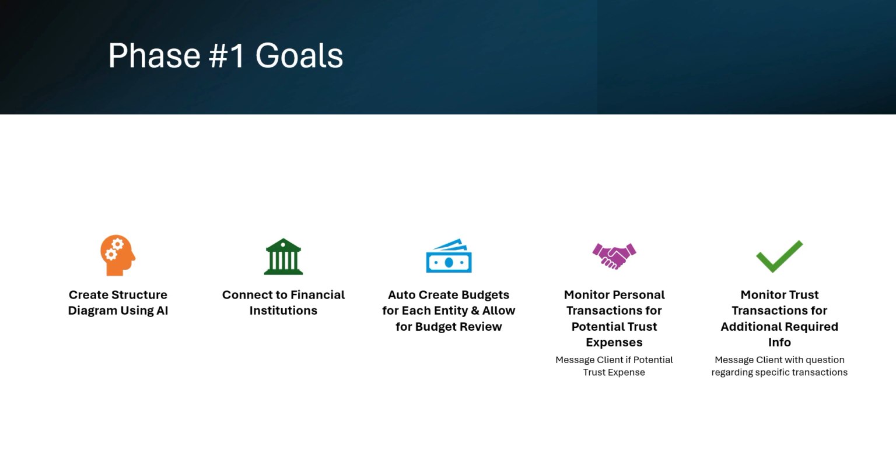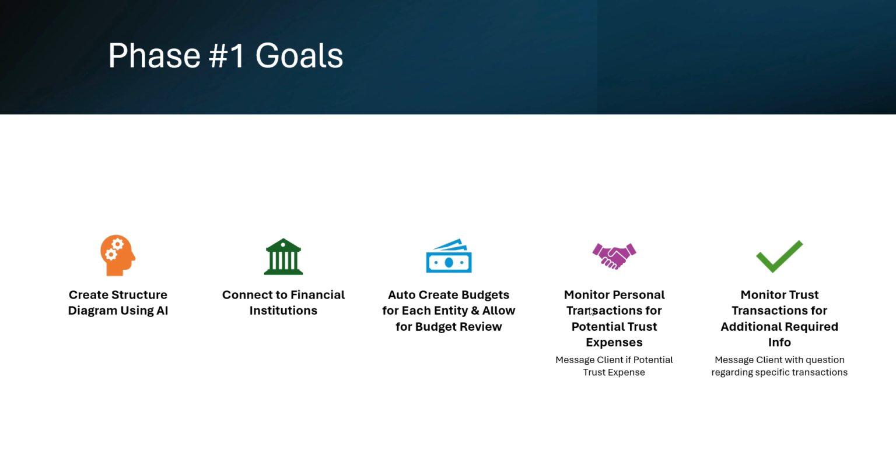So in phase one, we want the software to create a structured diagram using the AI. And that could be one or multiple different corporations or trusts, etc., which we'll get to in a moment. We then want to be able to connect to the financial institutions. That means having Plaid link in place, the Plaid pages, etc., being able to download the transactions from bank accounts into the software using Plaid. We then want to be able to auto-create budgets for each entity and allow for budget review. And like I said, I'm going to explain how we're going to do all this in just a moment.